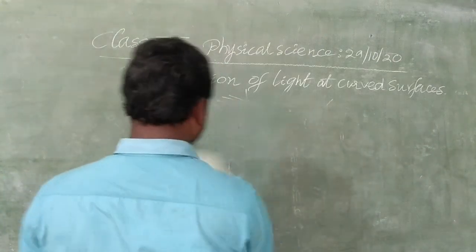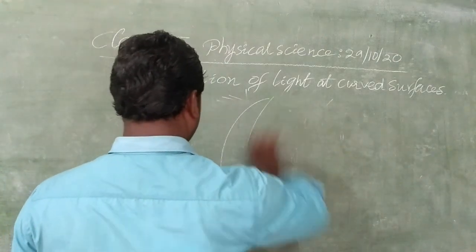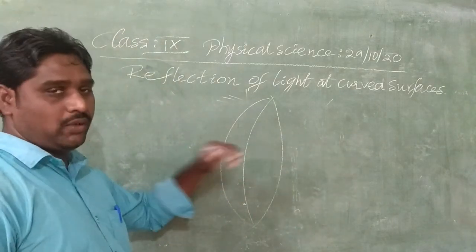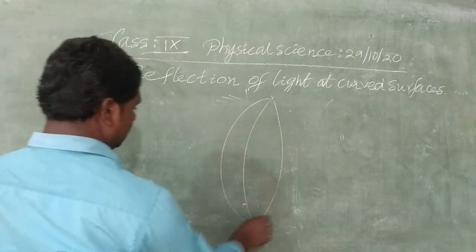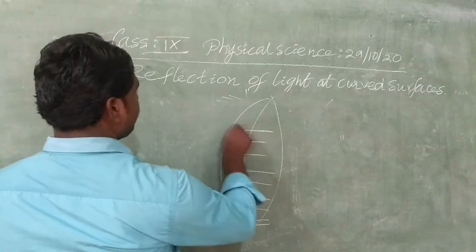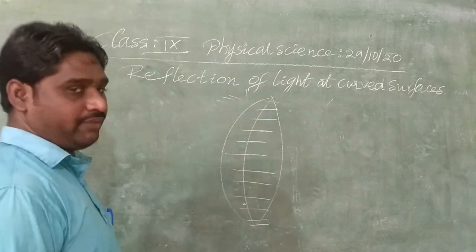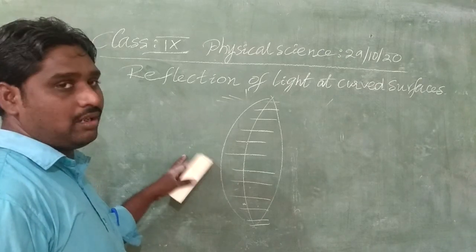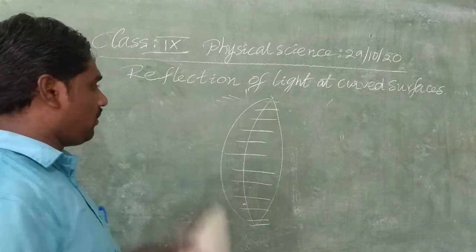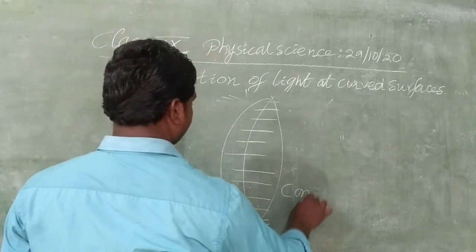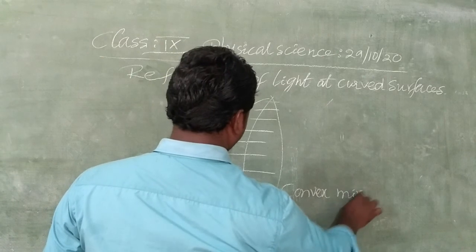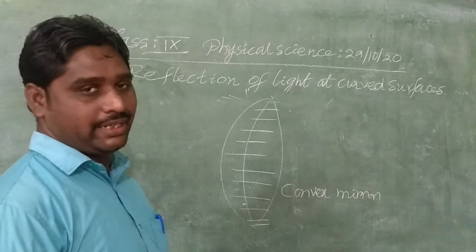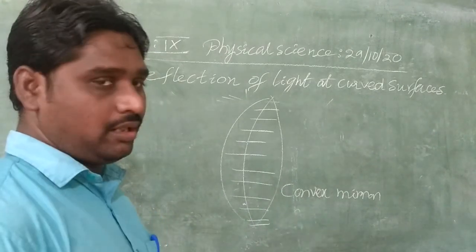Next, the second one. We take the half part of a hollow sphere. The inward surface is coated with paint. What happens? The outward, bulged out surface acts as a reflecting surface. This is called the convex mirror. So concave mirrors and convex mirrors both are spherical mirrors.